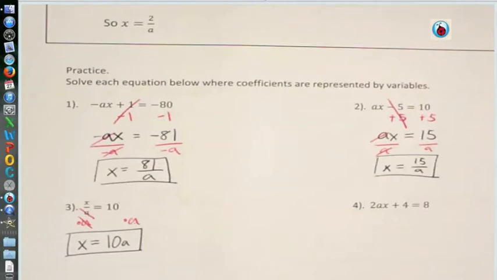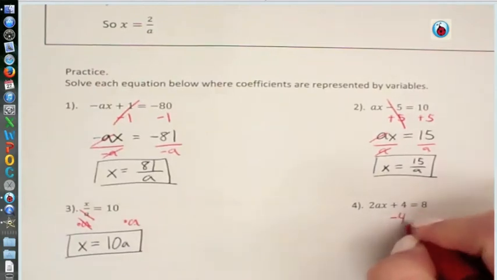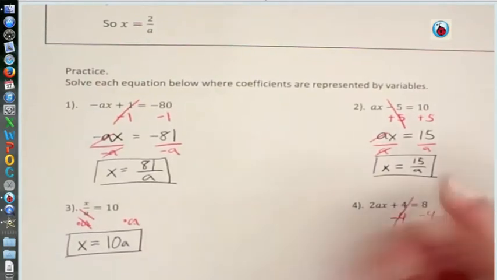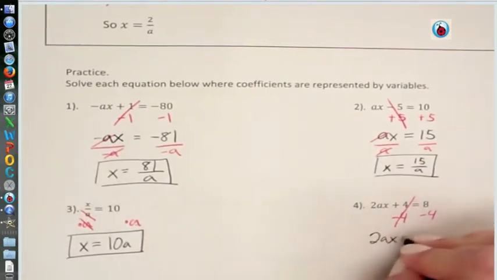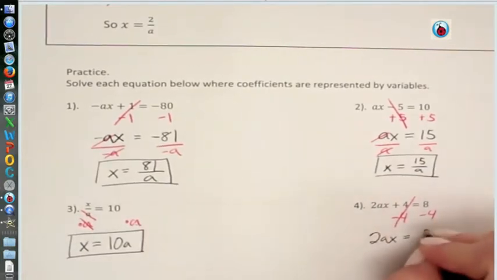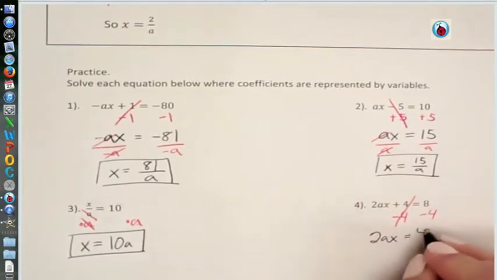Number 4, 2xa plus 4 equals 8. So x is not only being multiplied by a, it's also being multiplied by 2. So we'll have to deal with all of that when we get there. But before we do, let's deal with the 4. Minus 4 on both sides. That cancels. We get 2ax equals 8 minus 4, which is 4.